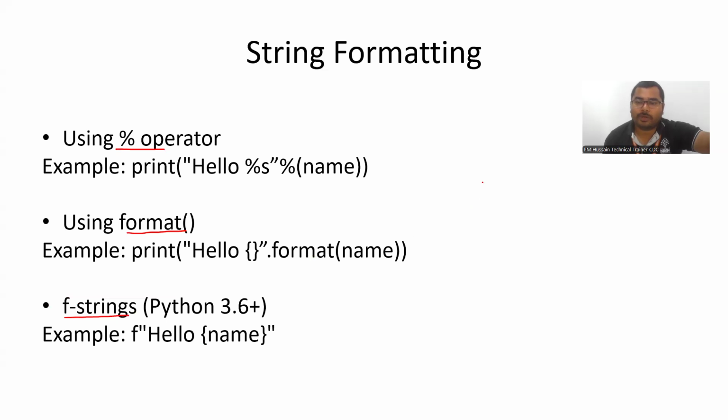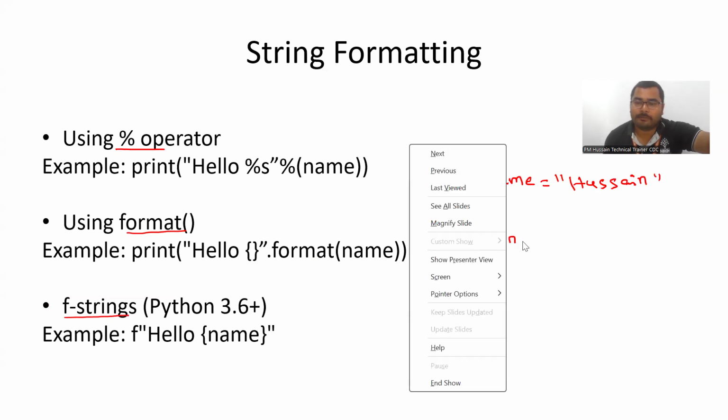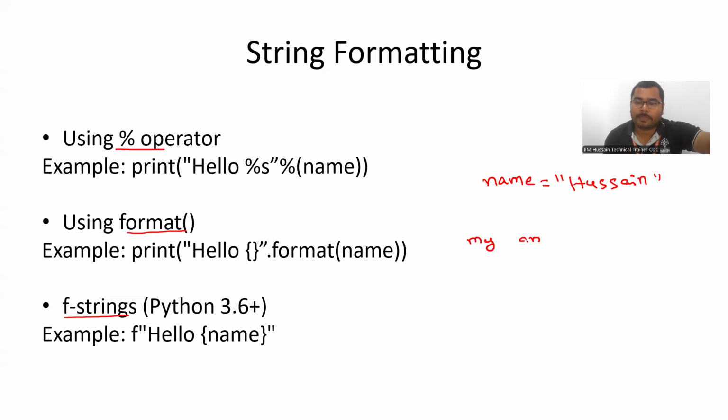I want to print the name, and one variable name is there. name is equal to Hussein. So what I want to do is print this text: My name is Hussein. This is the output that I want to get.